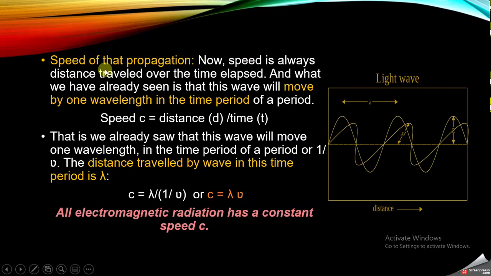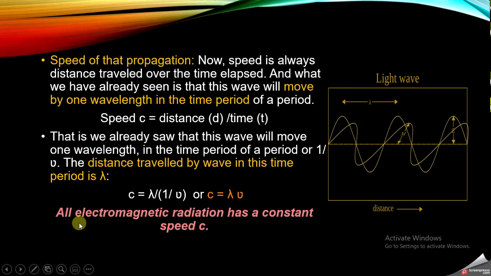Then there is another term which is called the speed of light. So what is the speed? Speed is usually the distance traveled per unit time, but in the case of waves, the distance is represented by lambda. So the speed of light, or the speed of electromagnetic radiation, is distance divided by time, where distance can be replaced by lambda and time period can be replaced by 1 by nu. So here we get c is equal to lambda divided by 1 by nu, or we get c is equal to lambda into nu, where nu is the frequency of the light.